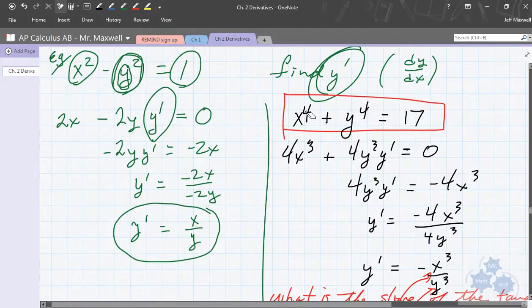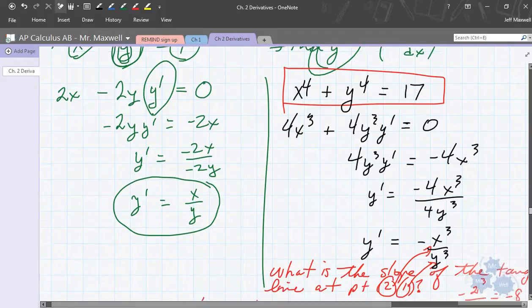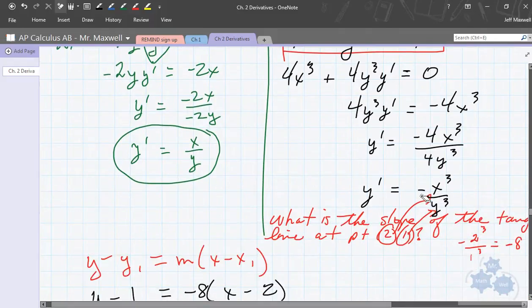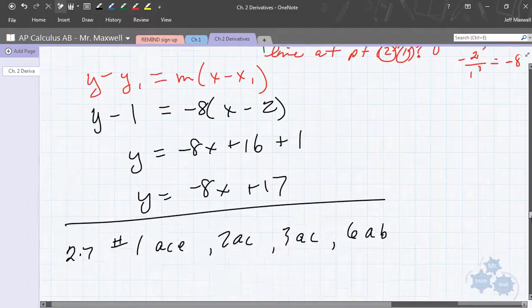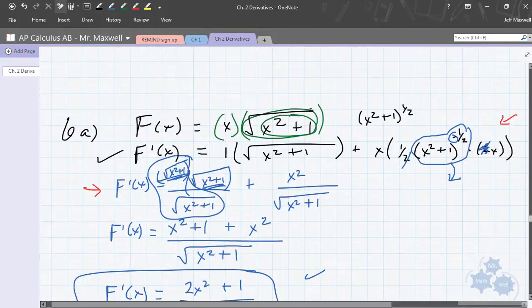X to the fourth, that's just an x term, so you just do your power rule. Y to the fourth, though, this is like an alien variable, right? So you have to do the chain rule. So 4y cubed times y prime, chain rule. See that? Derivative of 17 is 0. Isolate for y prime, and you've got it. Usually, in these cases, the y prime will be expressed in terms of both x and y. All right, that was 2.7.